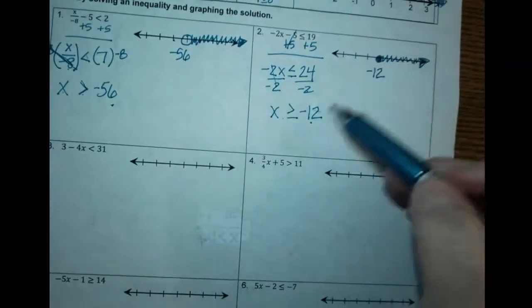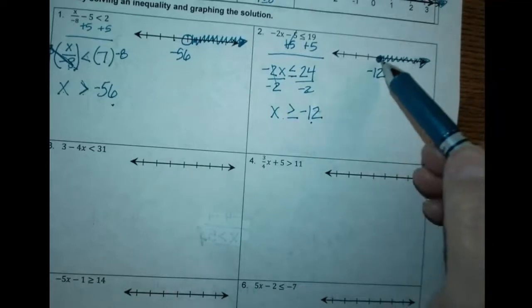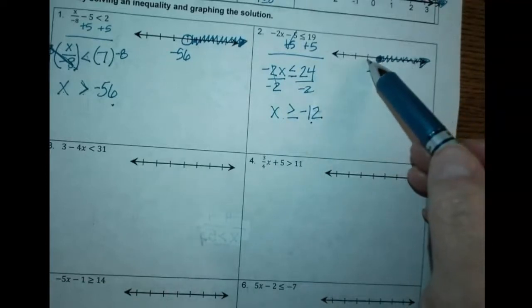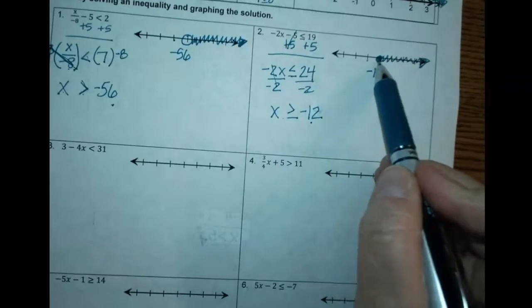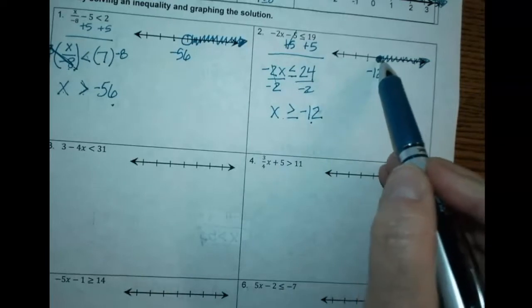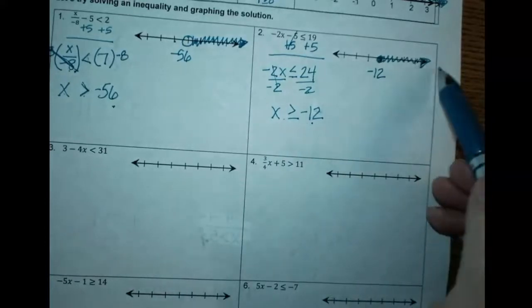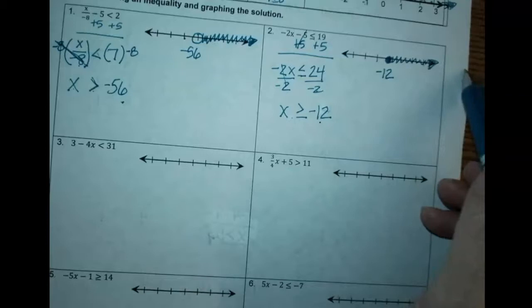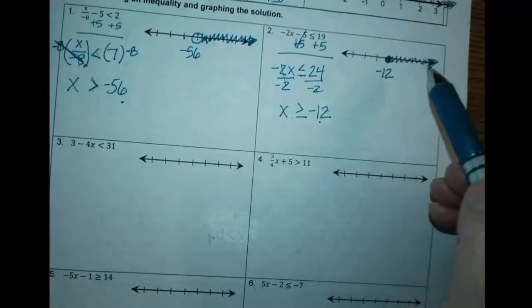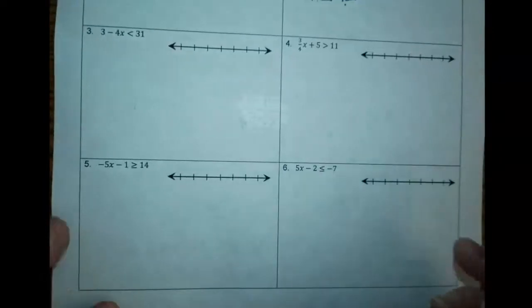I could ask you a bunch of questions about whether numbers are solutions. Is -13 a solution? -13 would be right here. Is it in the shaded area? It isn't, so it's not a solution. Would -12 be a solution? Yes, because the circle is closed in, so -12 would be a solution. Would 1,000 be a solution? Yes, because it's way far to the right, but it would be in the shaded region because our line keeps going. All right, let's try number 3.